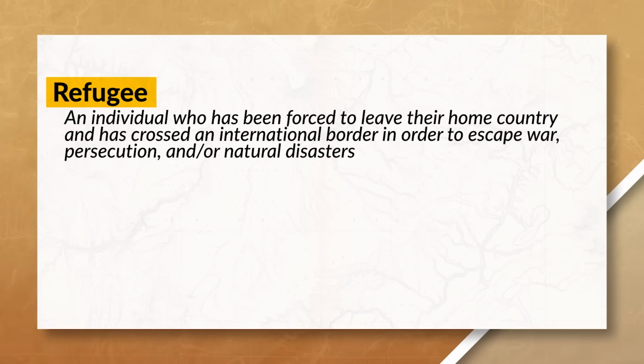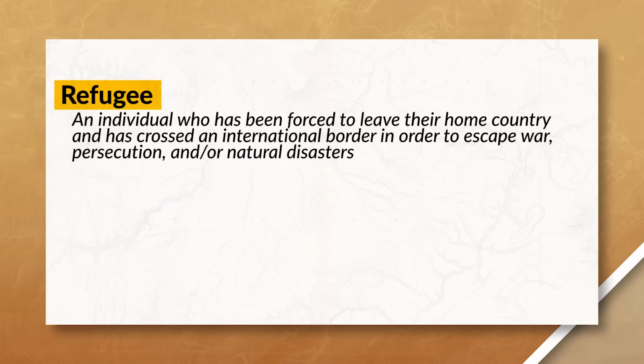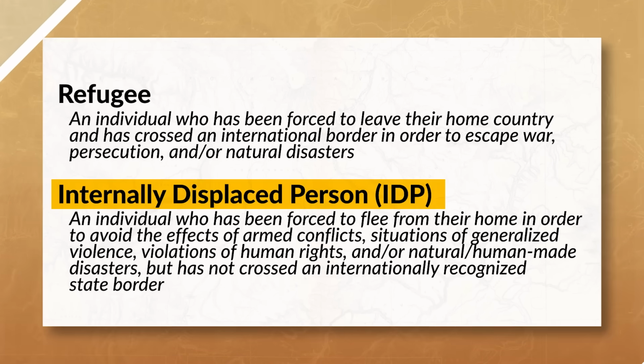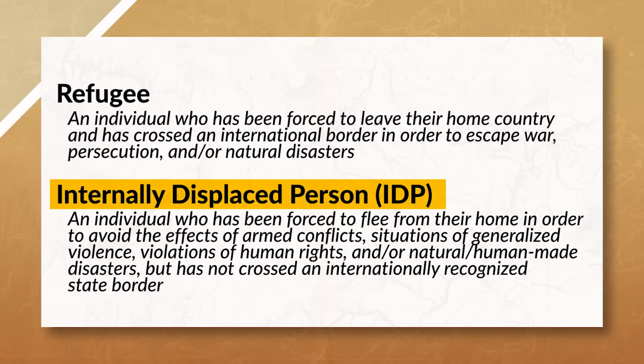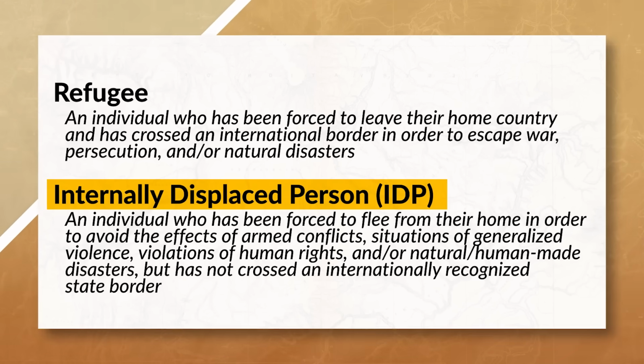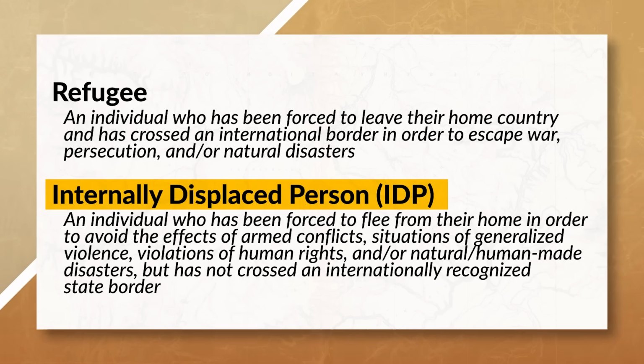Oftentimes, refugees may seek asylum in another country. If a migrant does not cross an international boundary, then they would not be classified as a refugee and would instead be classified as an internally displaced person. IDPs have been forced to flee their home in order to protect themselves and their family, just like a refugee, but they have not crossed an internationally recognized state boundary, so they remain in their home country.